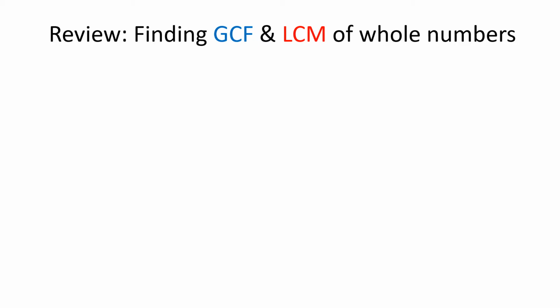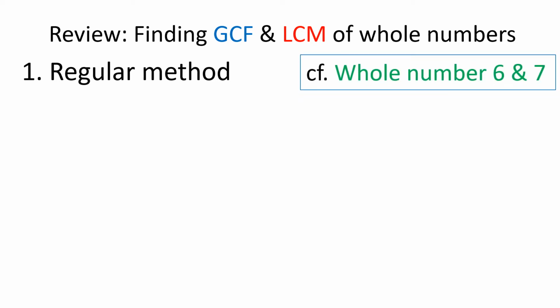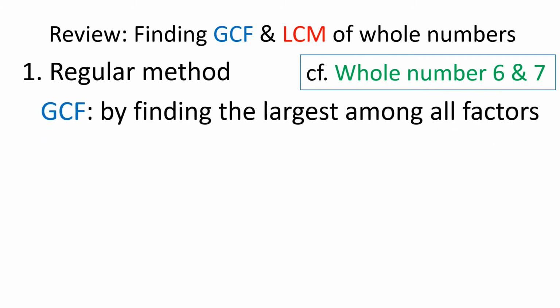Let's review how we found the GCF and LCM. We did it by two ways. The first one is just the regular method. If you're unsure about that, please refer to the video, whole number 6 and 7. To find the GCF by the regular method, we just find all factors. Then, compare them. The largest common factor becomes the GCF.